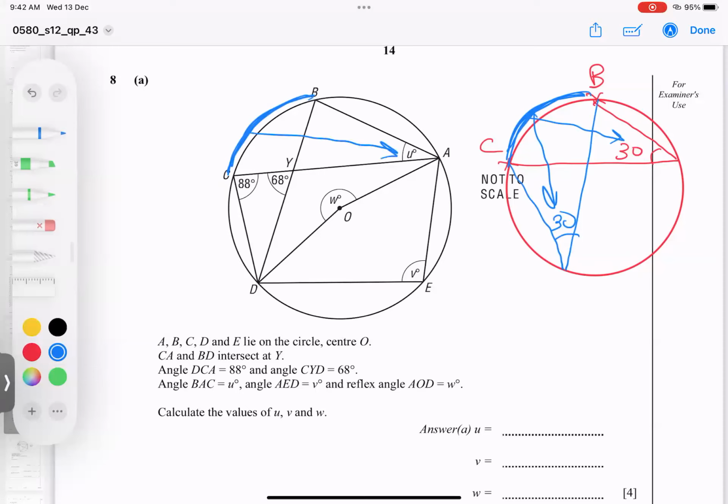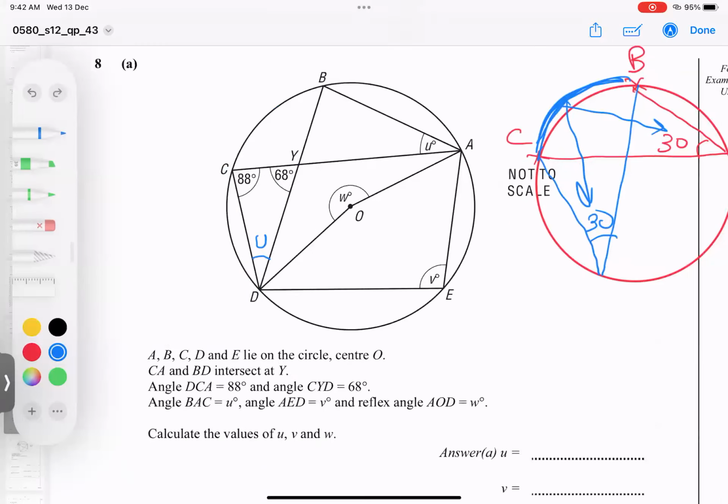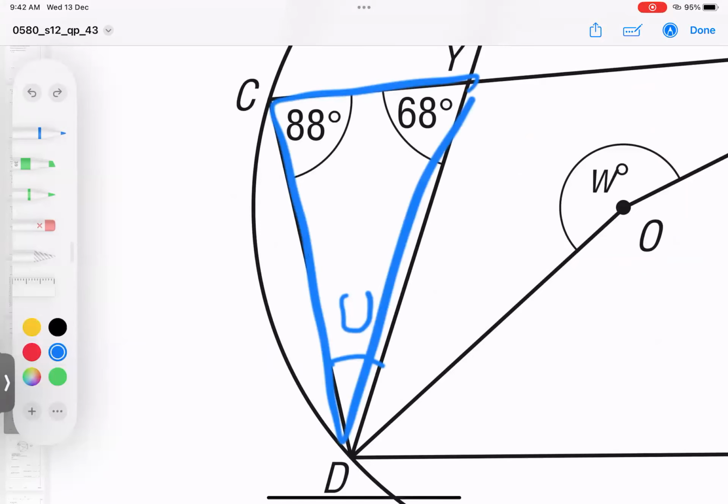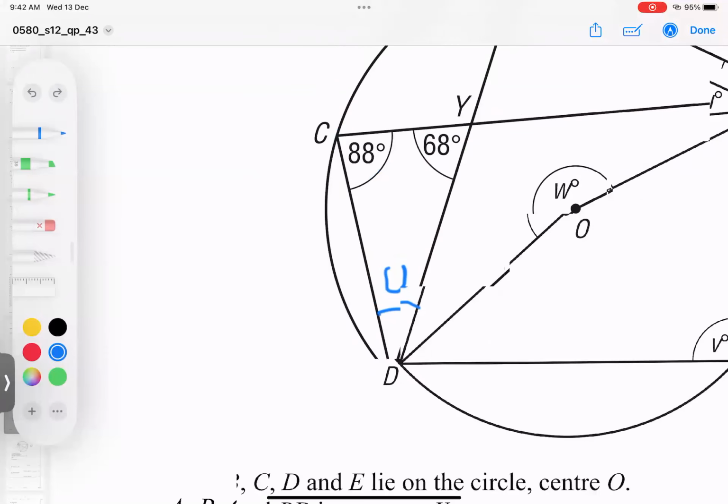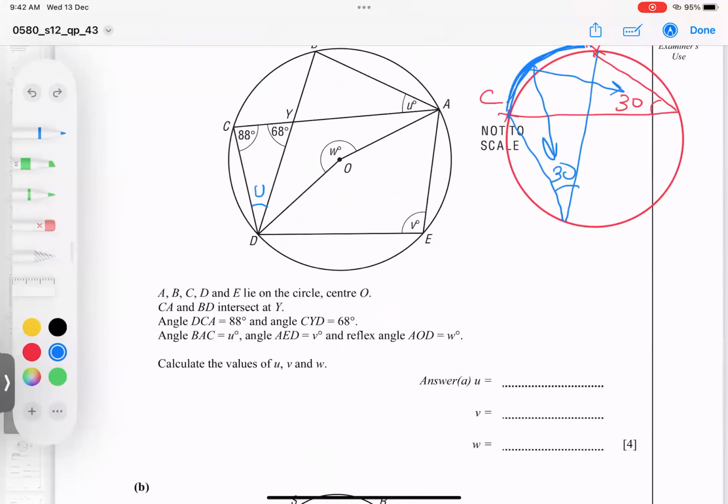So what is this angle U? What is this angle U? They are equal to each other. So I can easily write U here. Now, the sum of all three angles, look, I show you, in this triangle 88, 68, and U equal to 180. So we can solve it this way easily. I'm writing here 68 plus 88 plus U equals 180.